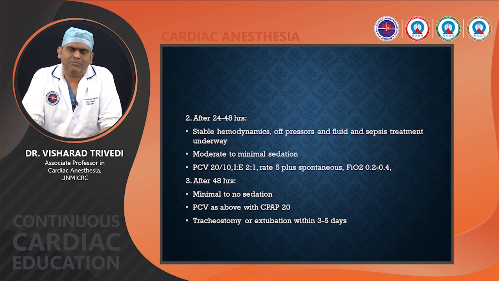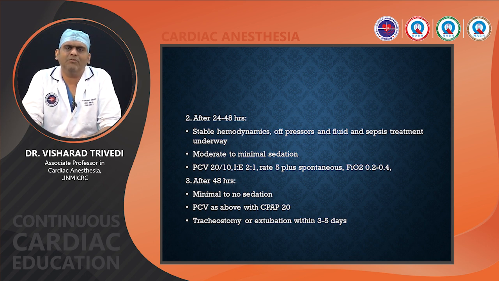After 2 days, you have to start to try to wean the patient from the ventilator, and you can also extubate the patient if he is hemodynamically stable. If the patient is not extubatable after 3 to 5 days, you have to think about tracheostomy. PCV, that is pressure control mode, as we have seen on the previous day, that is 20 over 10, should be continued, and intermittently you can also give a trial of CPAP with 20 inspiratory pressure support.